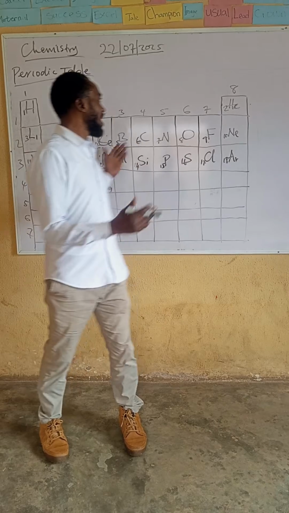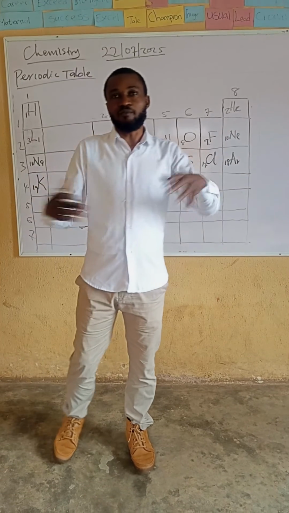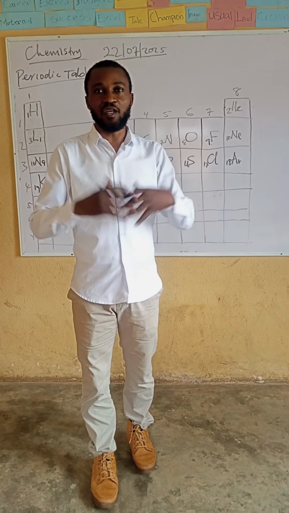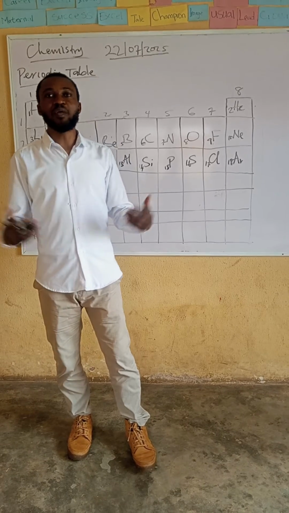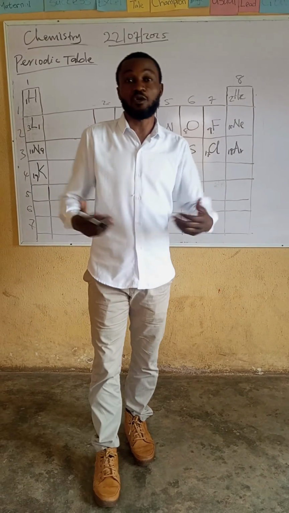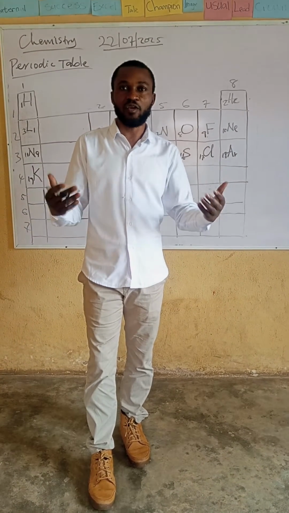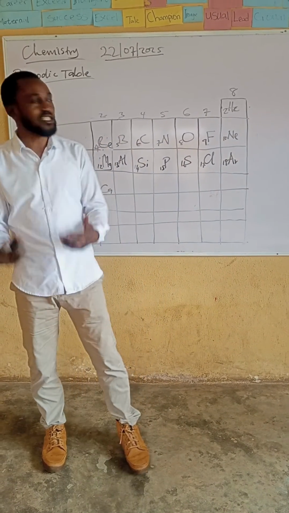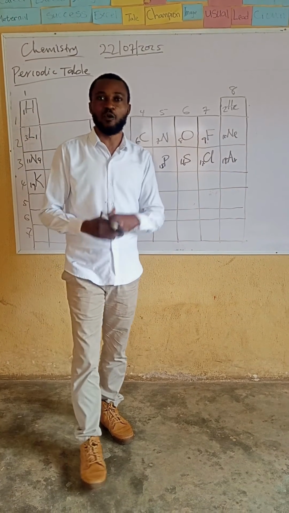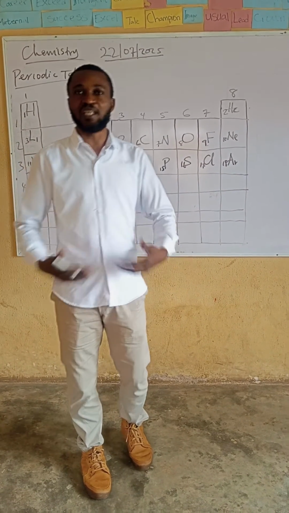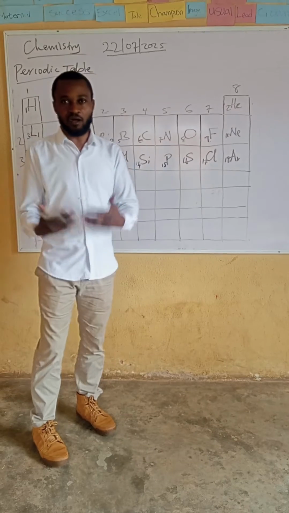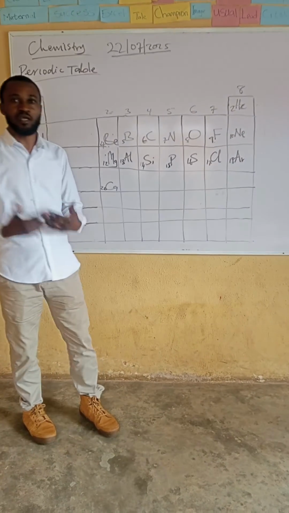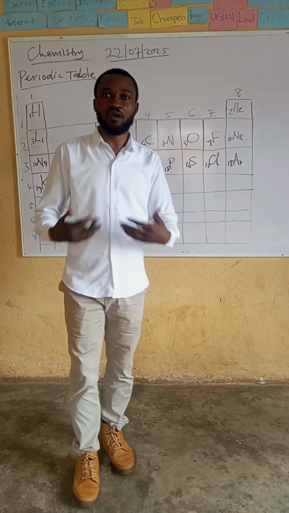He also left a gap. He left a gap so that more elements could be discovered, and when they were discovered, they fitted them into the gaps he left. Another person came and modified or improved it, and that is Henry Moseley. He came and classified elements in the periodic table based on atomic number instead of atomic mass. And that is what we have today. That is what we are using today, based on the classification of Henry Moseley.